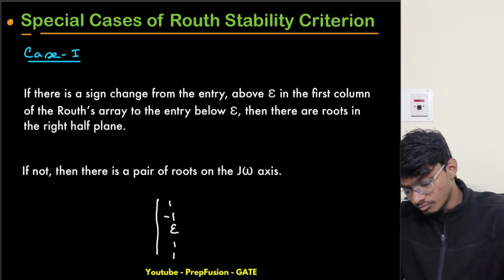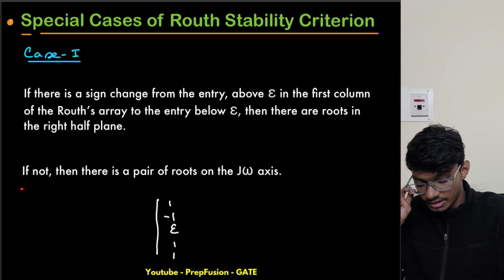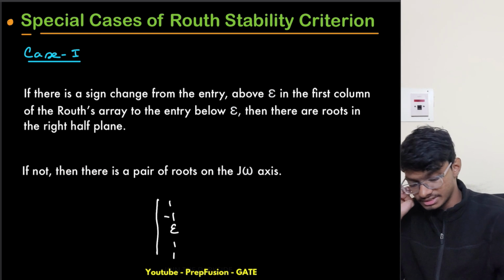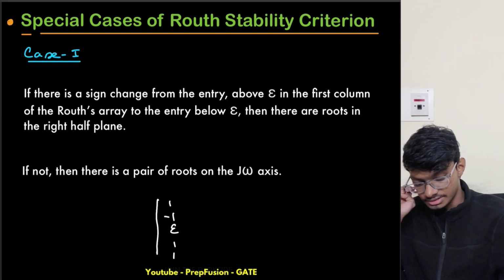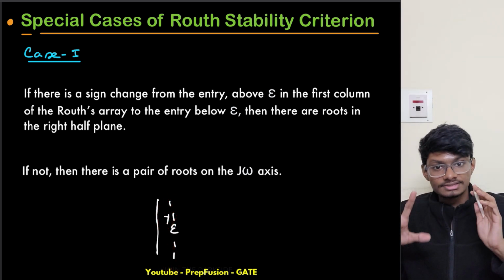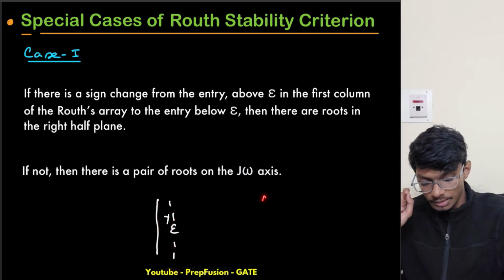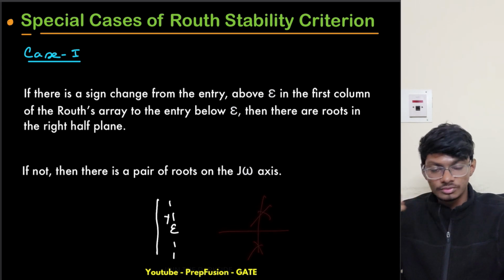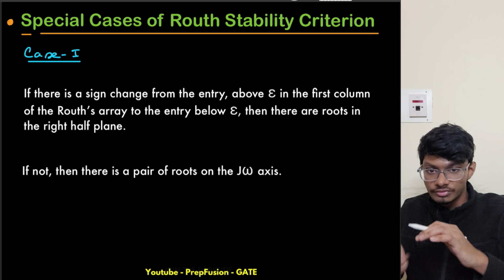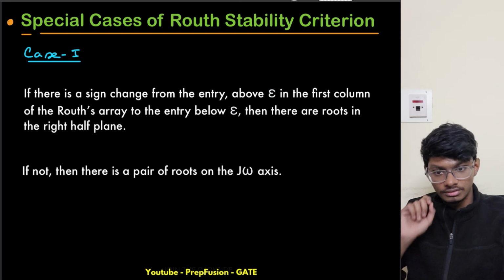Now what is the second condition telling? If not, then there is a pair of roots on the j omega axis. If there isn't any sign change, let's say all of these are positive, then the poles will lie on the imaginary axis. There will be a pair of roots on the imaginary axis. This is what this case explains. Once we do a few more questions, we'll understand.